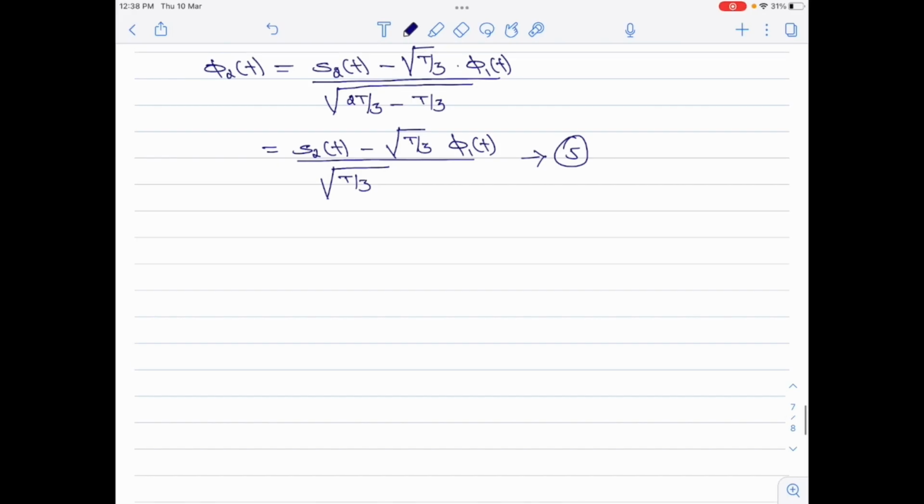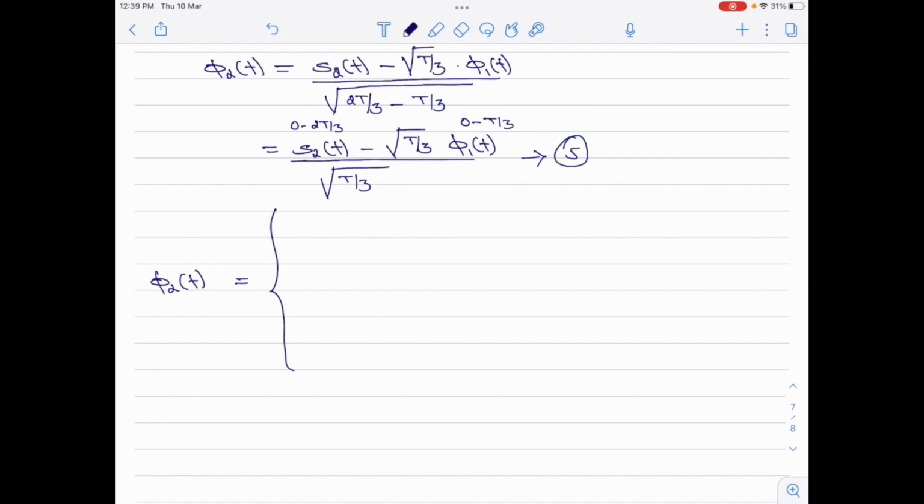Now, coming to equation 5, we have some very interesting changes to note. First and foremost, the value of s2 of t, which is the first term in the numerator of equation 5, is defined over the interval 0 to 2T divided by 3. Whereas the last term, which is phi 1 of t, is defined over the interval 0 to T by 3. Therefore, while computing the value of phi 2 of t, I have to analyze this for both the time durations 0 to 2T by 3 as well as 0 to T by 3. Let me now therefore write phi 2 of t as a 3-part expression.